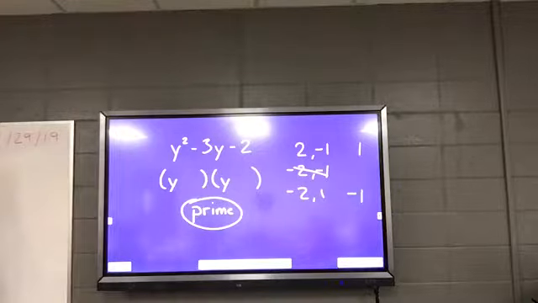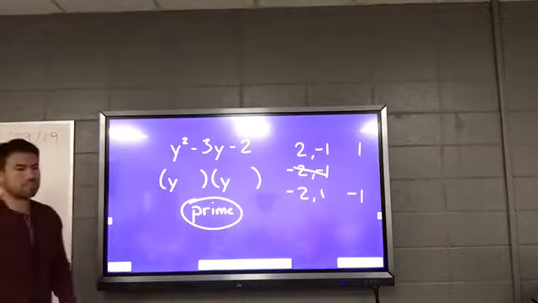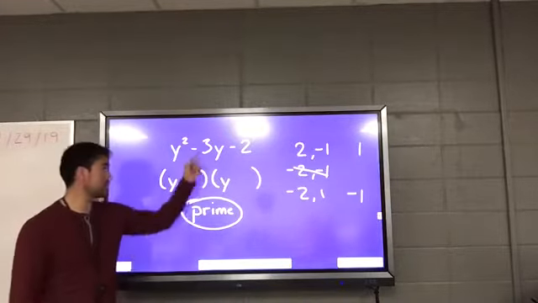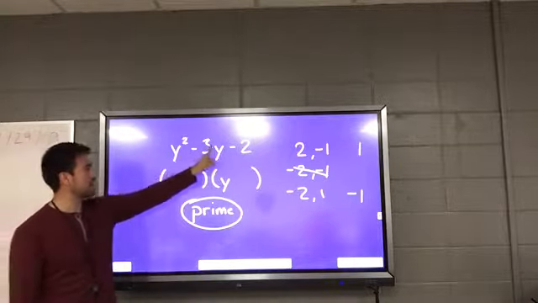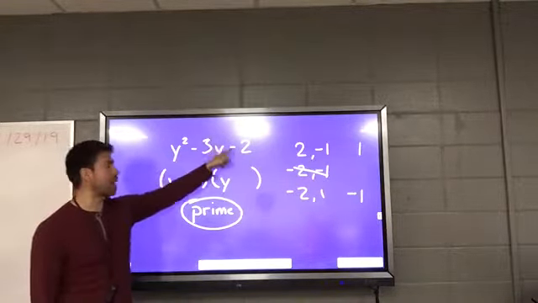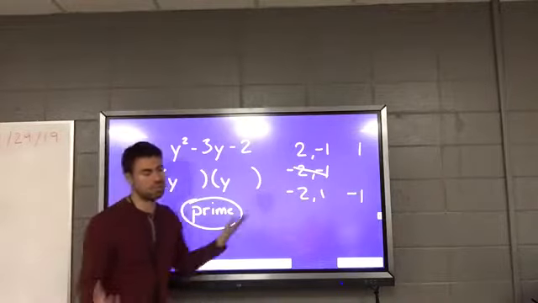Can all the numbers be prime? No. All I had to do is change this, I think if I changed this to positive 2, it would have been factored.